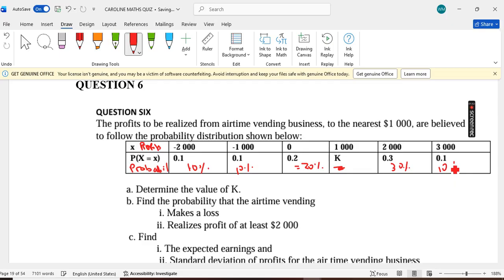Okay, colleagues, this is how you interpret this table here. A, determine the value of K. Alright. So remember, as I said, probabilities always add up to 100%. So you are going to form an equation adding all of these probabilities, since they're in decimal, they have to add up to 1. So you make an equation like this one here.